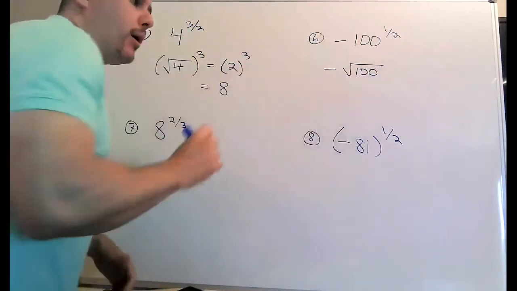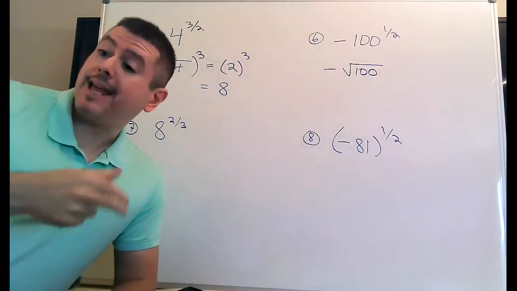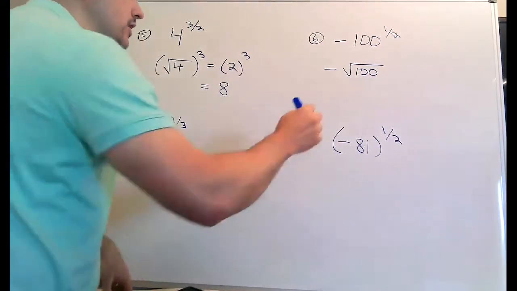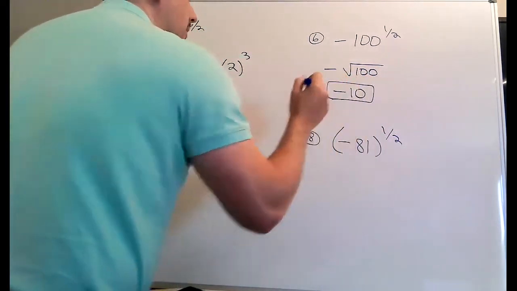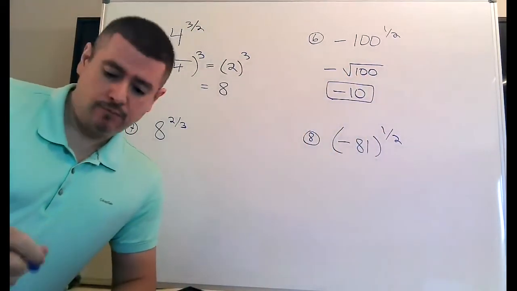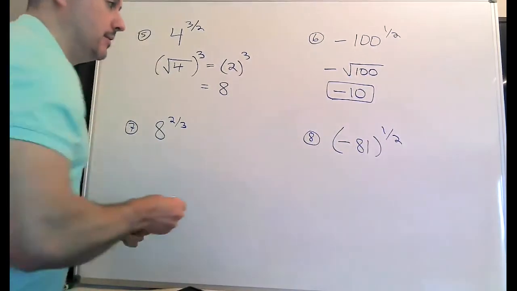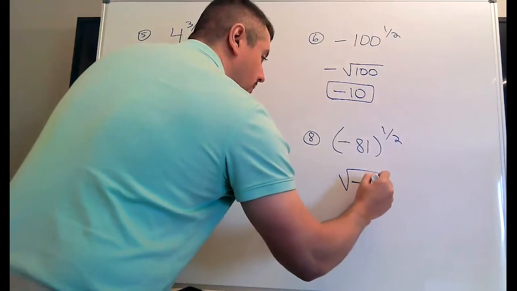So remember, half power is square root. First you do the square root of 100, then you make it negative. You're not taking the square root of -100. It's really easy to make that mistake. So this answer is nothing more than -10. You take the square root of 100, you make it negative. Pow. But in number 8, you are taking the square root of -81.